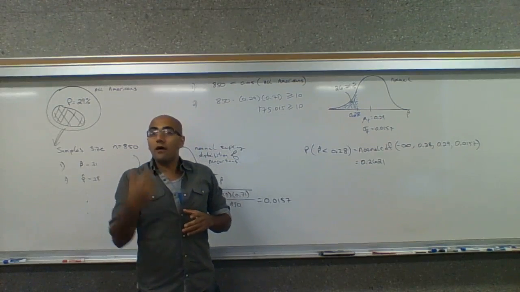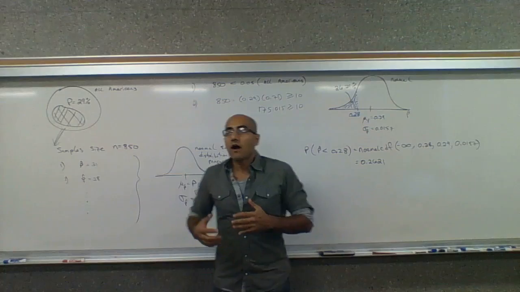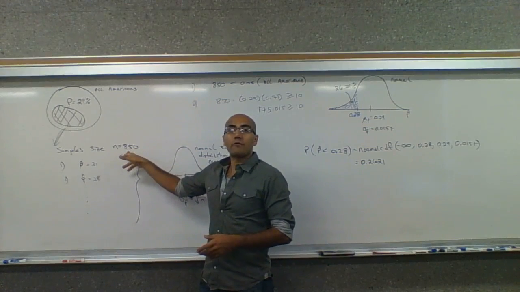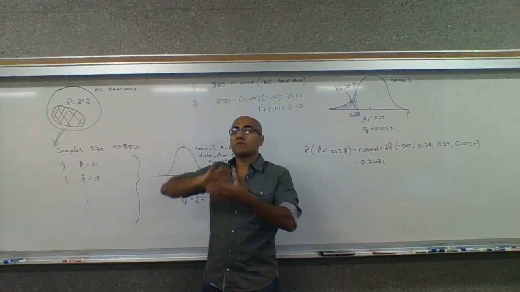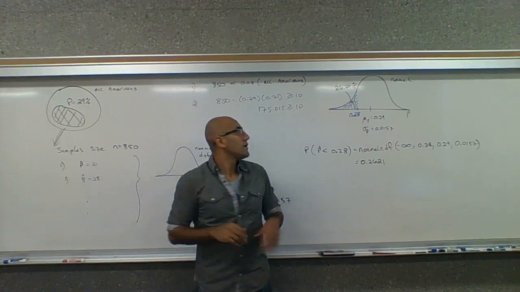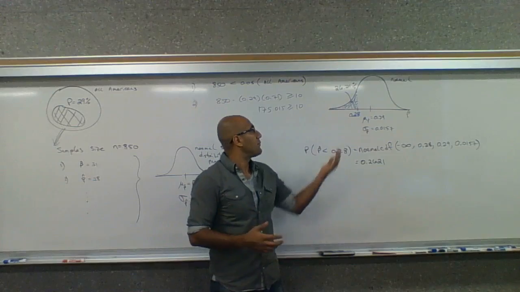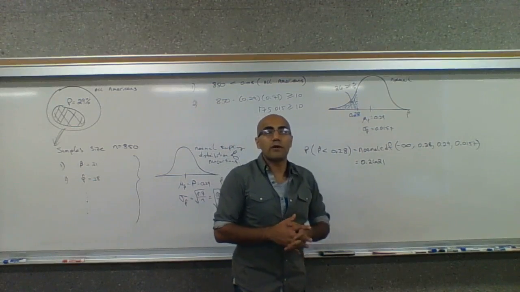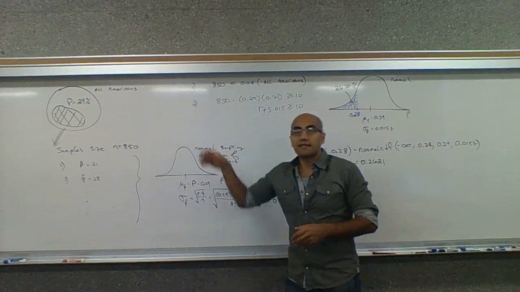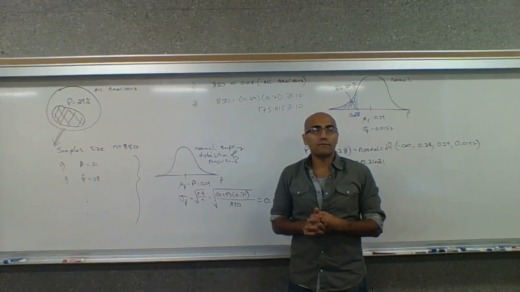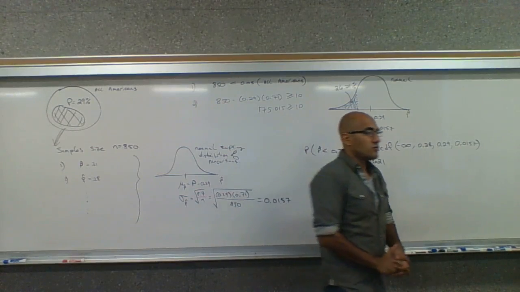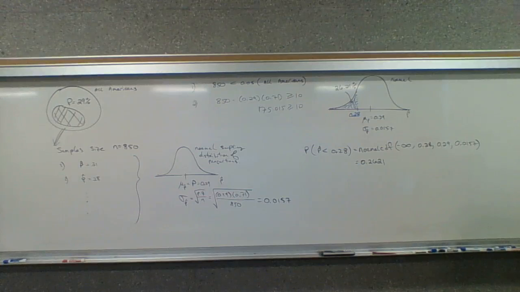The other way of interpreting this is that of all samples of 850, all possible samples of 850, approximately 26% of all of those samples will be samples where there are less than 28% of the people in that sample that do not own a credit card. Good. So two ways to look at it. Both are equivalent. Any questions about the answer to part C?